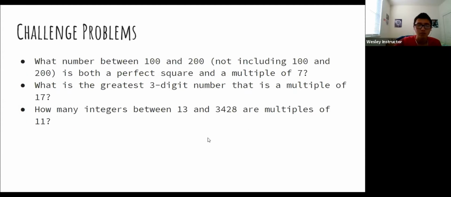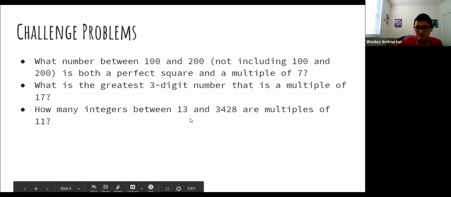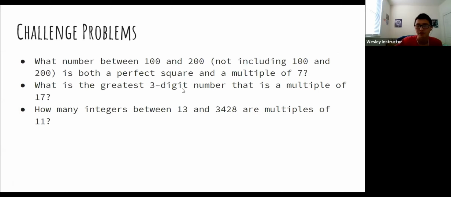And here are some challenge problems. What number between 100 and 200, not including 100 and 200, is a perfect square and a multiple of 7? What is the greatest three-digit number that is a multiple of 17? And how many integers between 13 and 3,428 are multiples of 11? I'll give you a few minutes to solve these, and then feel free to ask me any questions in the chat.